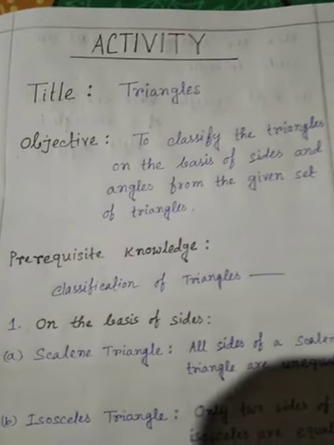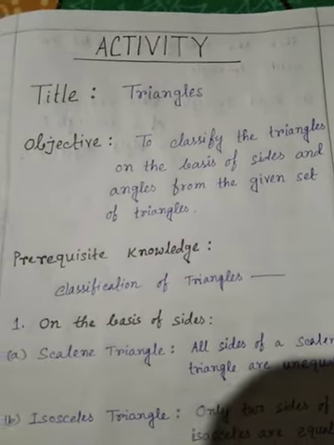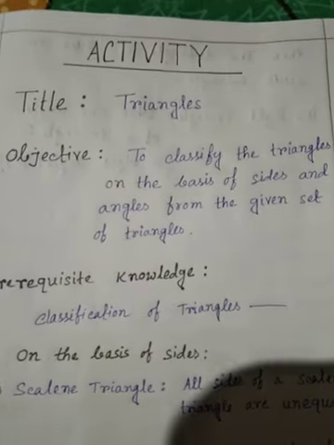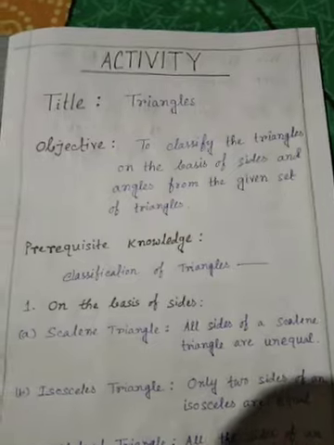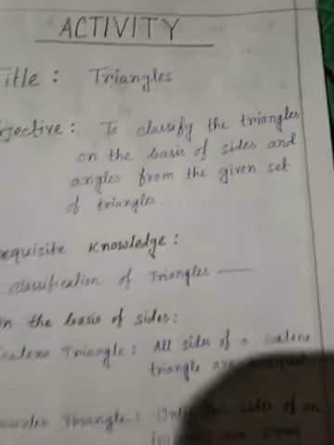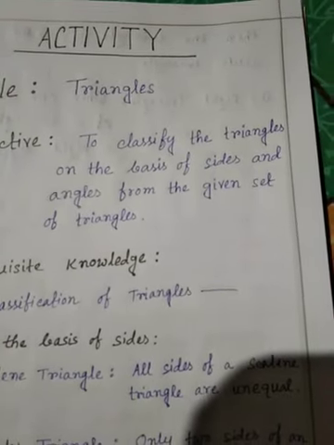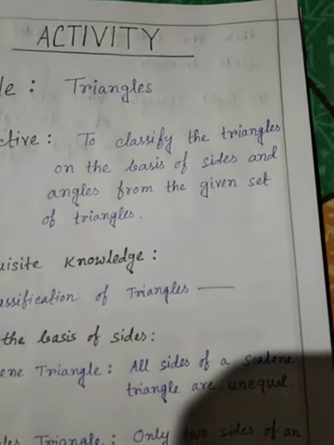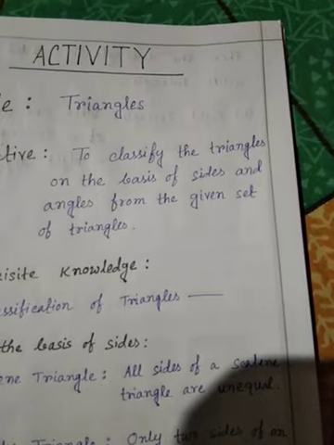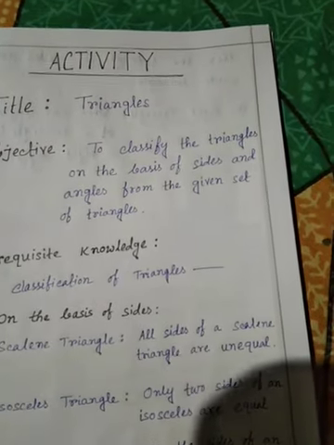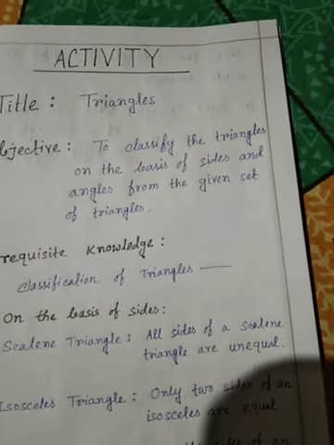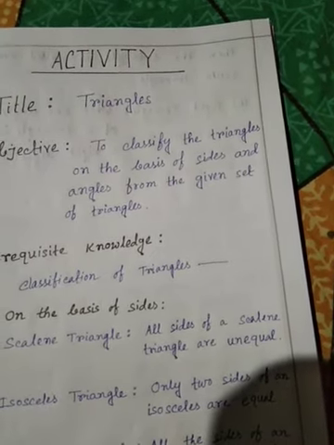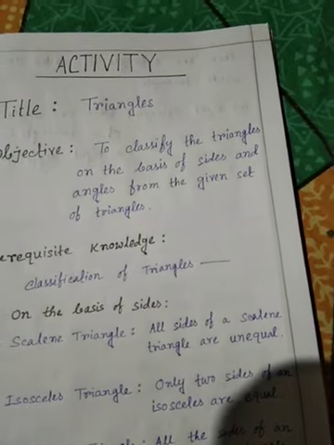Today we are going to do one more activity. The title of this activity is triangles. And what is the objective of this activity? To classify the triangles on the basis of sides and angles from the given set of triangles. Means in this activity we are going to classify the triangles on the basis of sides and angles from the given set of triangles.